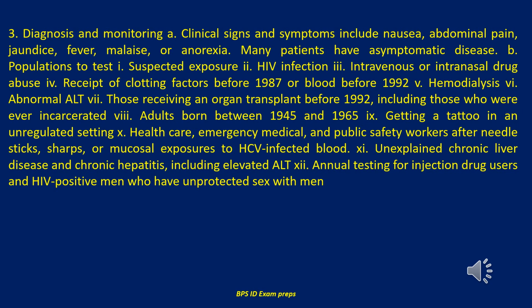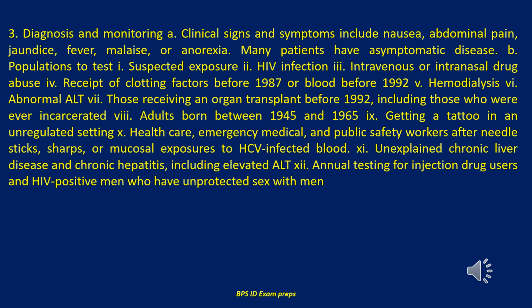4. Recipients of clotting factors before 1987 or blood before 1992. 5. Patients undergoing hemodialysis. 6. Patients with abnormal ALT. 7. Those receiving an organ transplant before 1992, including those who were ever incarcerated. 8. Adults born between 1945 and 1965. 9. Individuals getting a tattoo in an unregulated setting.